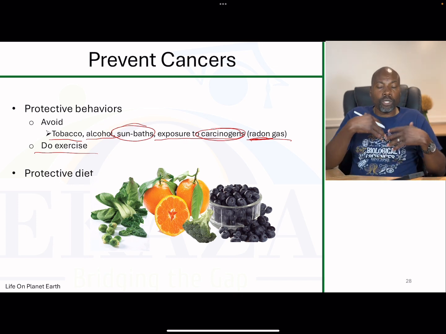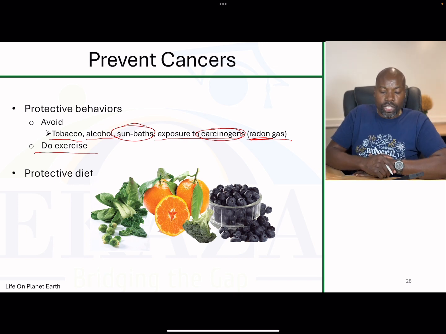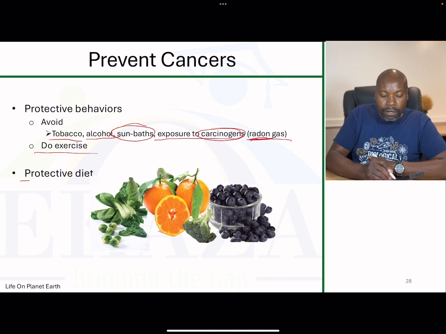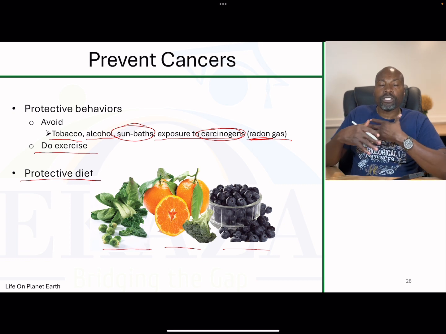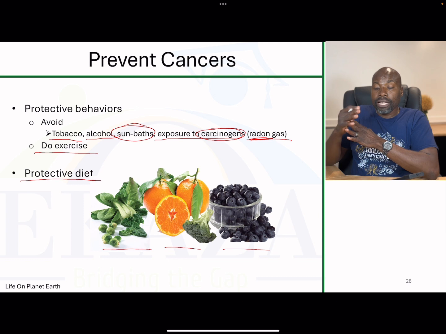Do exercise. Exercising is very good for preventing these conditions, and also have a really nice diet with a lot of antioxidants. Eat a lot of fruits that contain a lot of antioxidants, right? That actually helps prevent you from getting cancer.